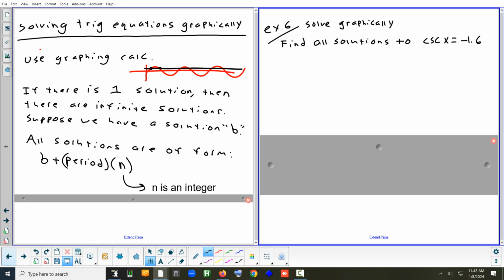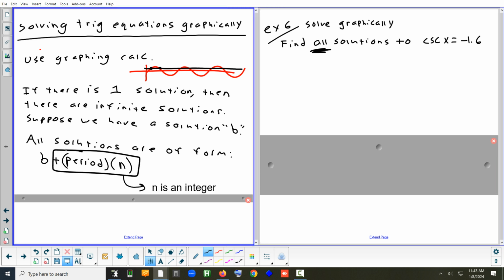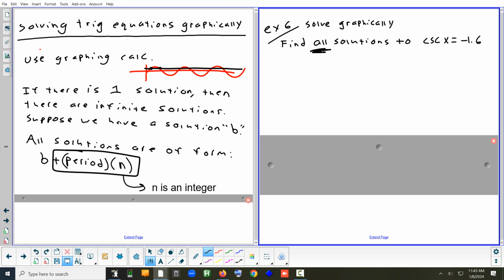Let's find this one. Find all. That's the key that tells you you need to do this. If it said find all answers between 0 and 3, well, that's different. Now you only have to find the answers between 0 and 3. But I want every answer to this equation, all of them.